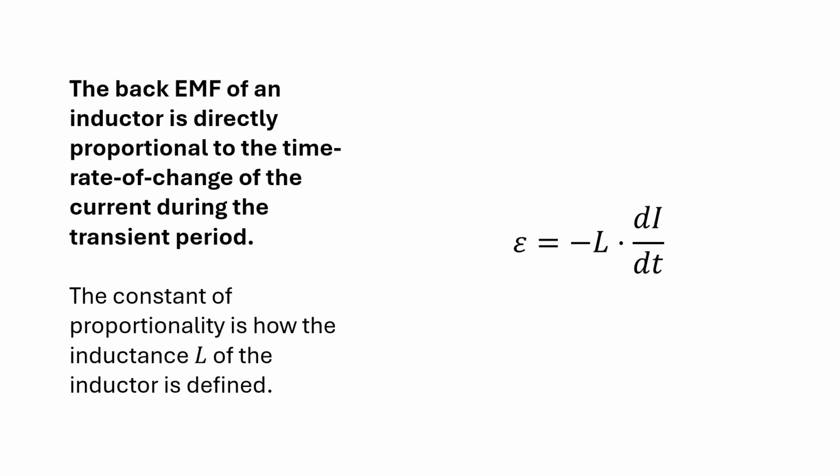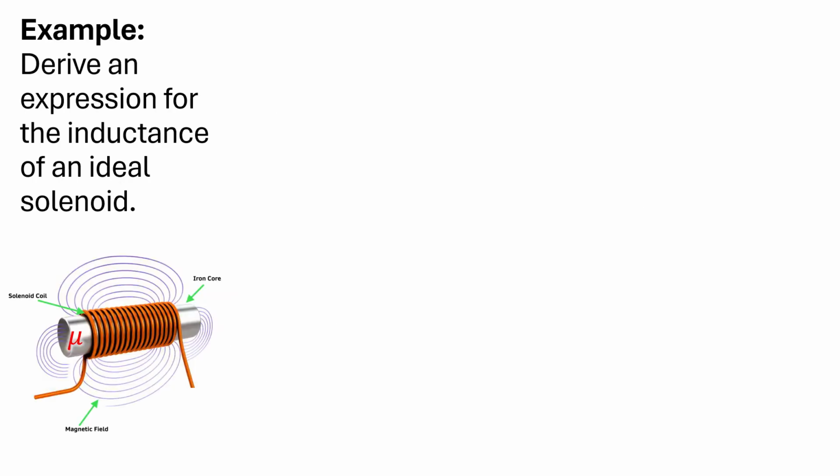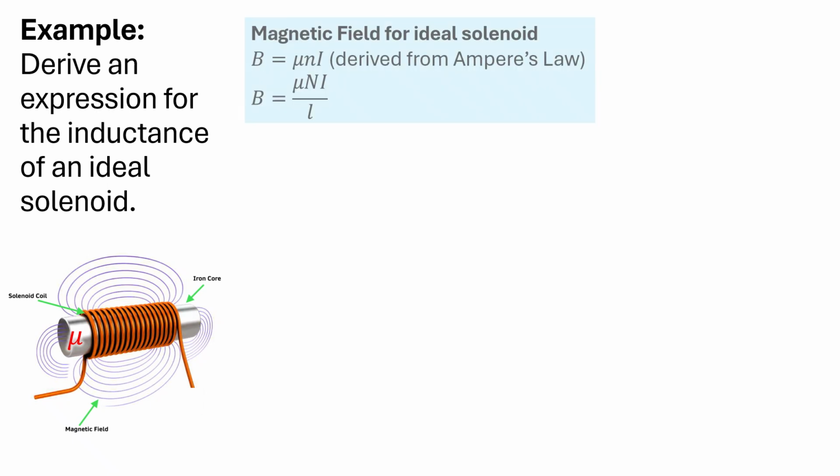Let's look at a concrete example. Here's our example. We're going to derive an expression for the inductance of an ideal solenoid. We start here. We have the magnetic field for an ideal solenoid. We derived this from Ampere's law. Mu is the permeability for magnetic fields of whatever material is in the core of your solenoid. If it's a vacuum or air, we're going to use mu naught, but if it's iron, we'll use whatever the magnetic permeability of iron is. So I dropped the subscript 0 there to indicate that it could really be any core material.